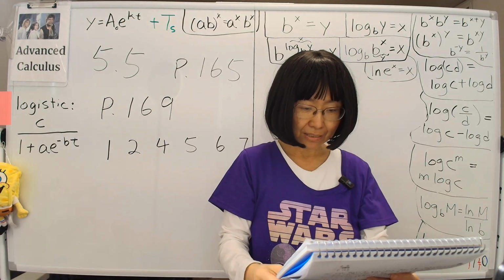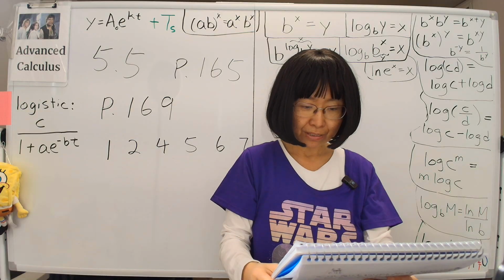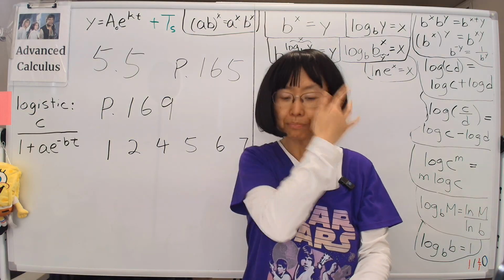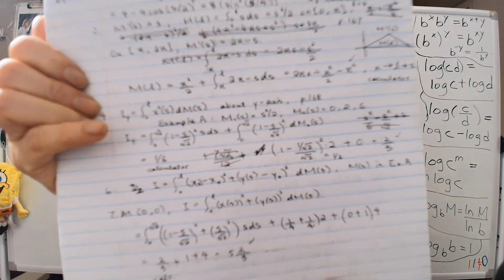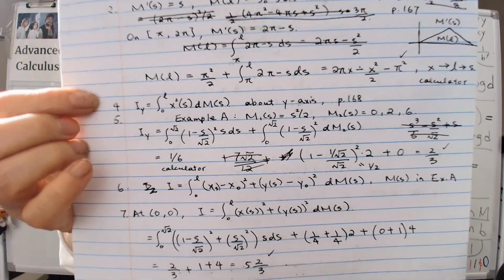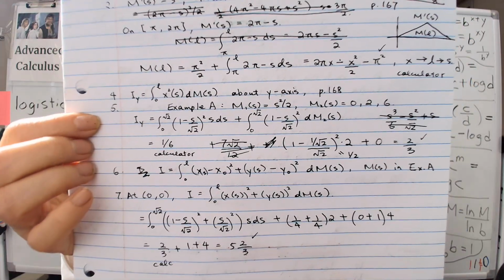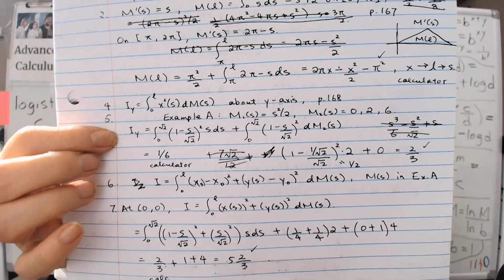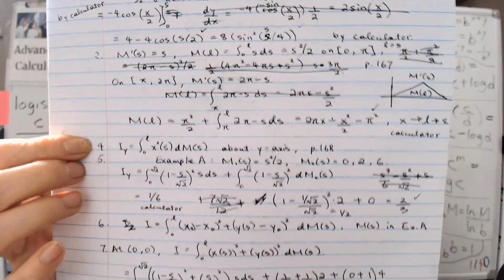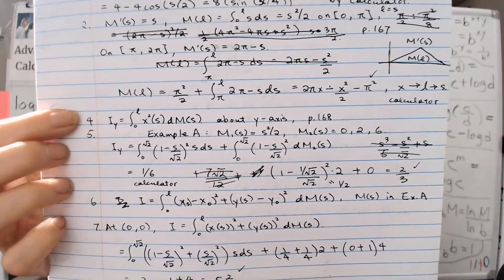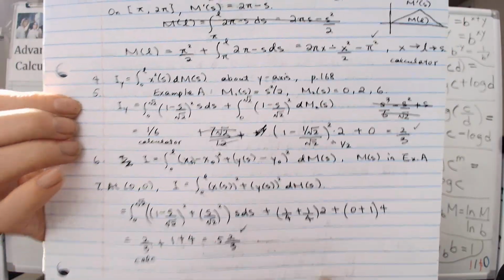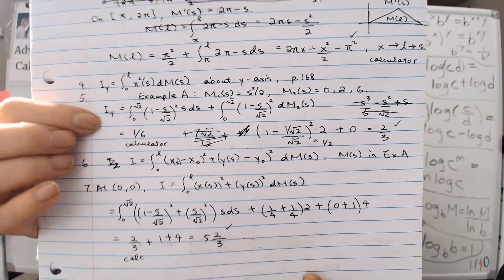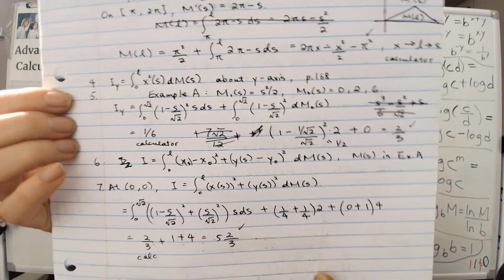Next, let's look at problem 4. We need a moment of inertia about the y-axis. Well, that's simple enough. You just slap x squared in there, and then you're done. Problem 4 doesn't have the answer at the back of the book, but problem 5 asks you to use problem 4 to come up with the answer, and problem 5 does have the answer. So if you get this right using problem 4, then that must be right as well.